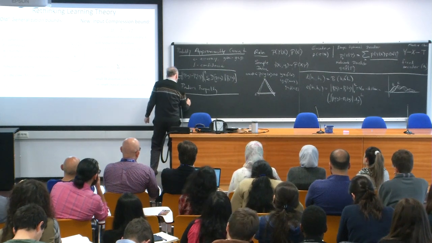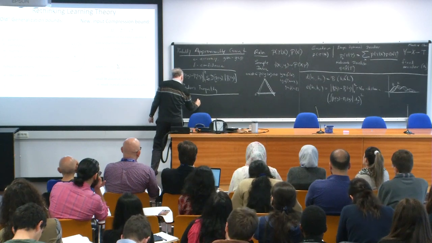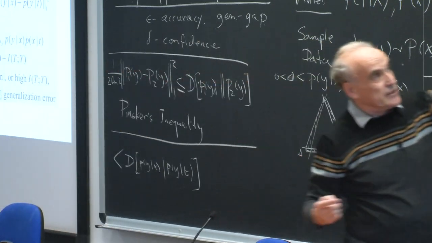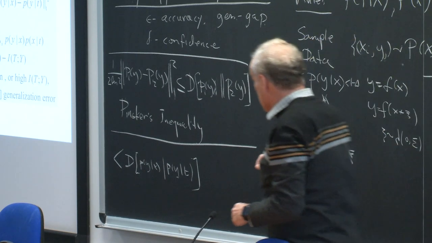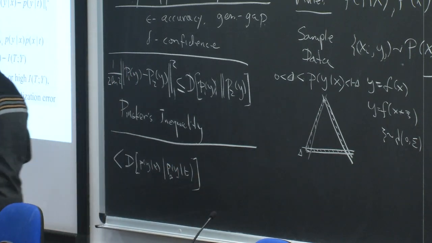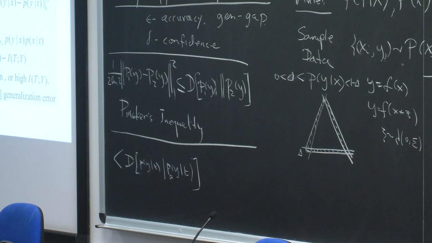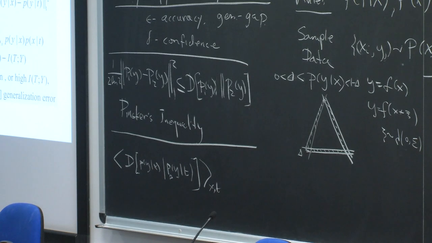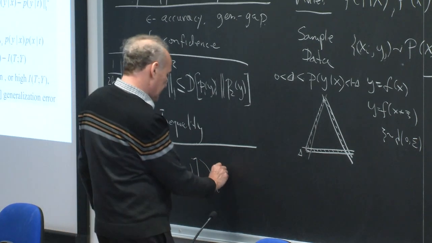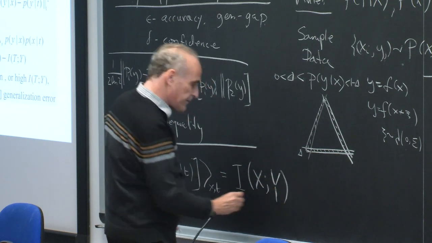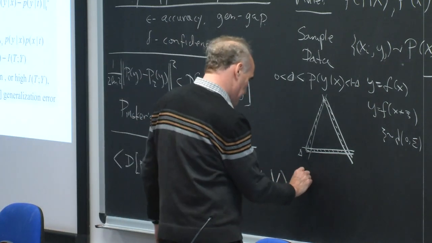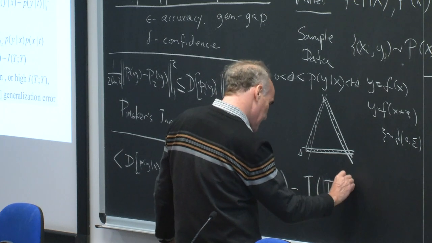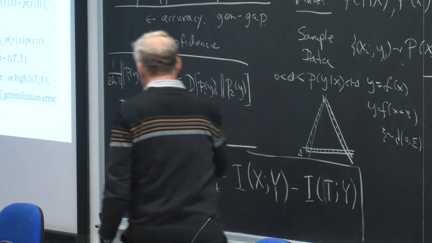So if I average this DKL between P(Y|X) and P(Y|T), where T is any representation of X, so T is anything that obeys this Markov chain, and P(Y|T) is, in this case, the Bayes optimal, the best I can do. So it's the same Bayes optimal I wrote there. If I take this KL and then average it with respect to both X and T, which means actually averaging over the encoder, then this is precisely equal to I(X;Y), the original mutual information between X and Y, minus I(T;Y), sorry, I(X;Y) minus I(T;Y). So this is a very simple lemma that I want to write here.